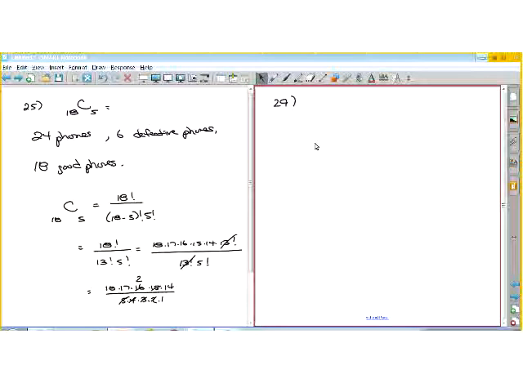Okay, so we're on 29. And it's kind of interesting. This one initially, I mean, it's an easy calculation, but trying to figure out what we should be doing here is the hard part. Because we think of houses as being the things that we're choosing, but in reality what we're choosing is the lots. So we have 6 lots.